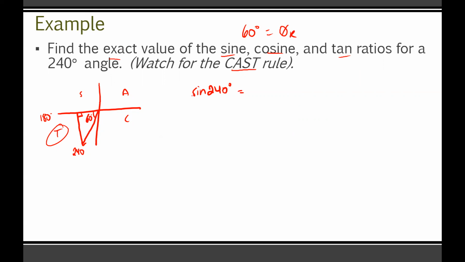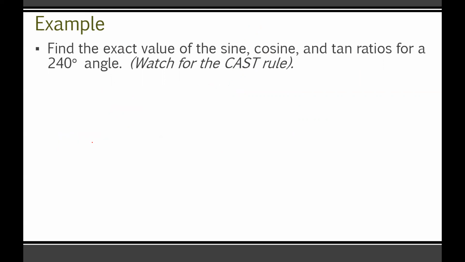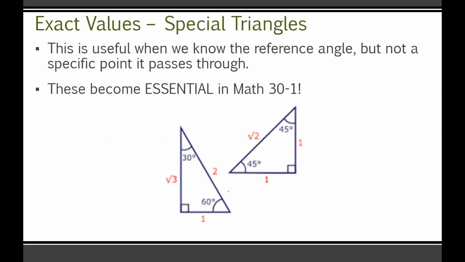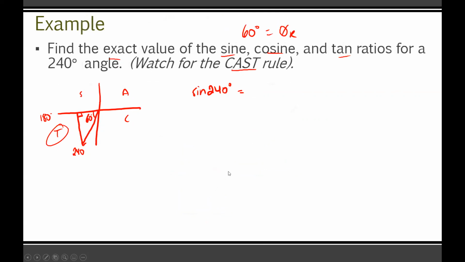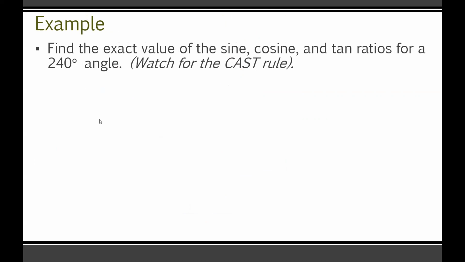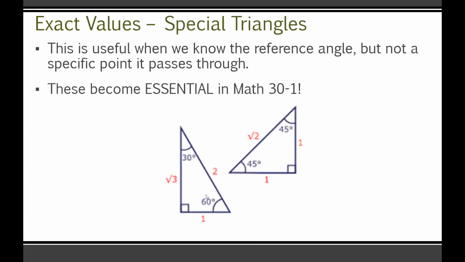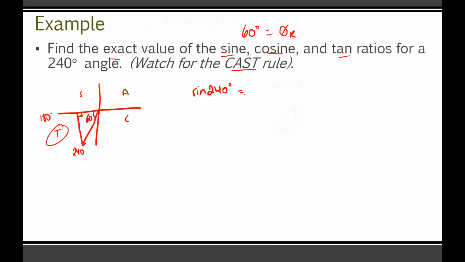Sine of 240 degrees is going to be opposite over hypotenuse. If we go back to those special triangles really quick, from a 60-degree angle, opposite will be √3 and hypotenuse will be 2. These are on your formula sheet, so you can use them from there. So opposite of 60 degrees is √3, so √3 is going to be this side, and the hypotenuse was 2.